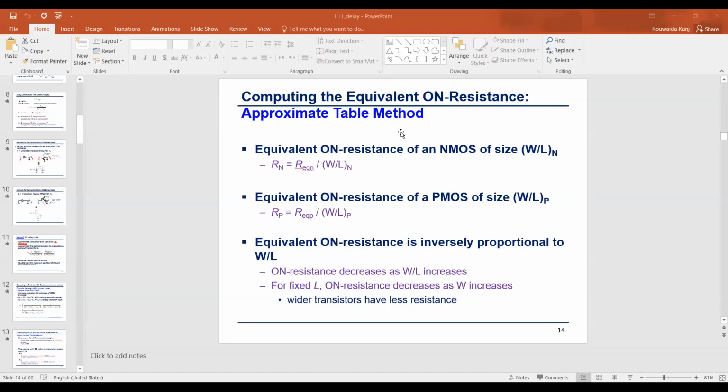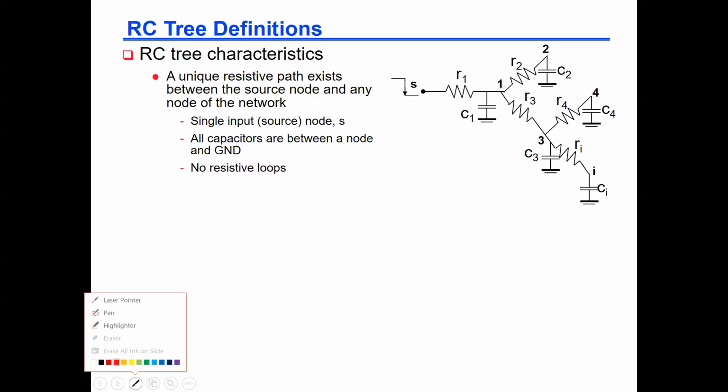Okay, so last time we were talking about the Elmore delay tree. We explained that the way Elmore delay works is by approximating for every capacitor the effective resistor path.